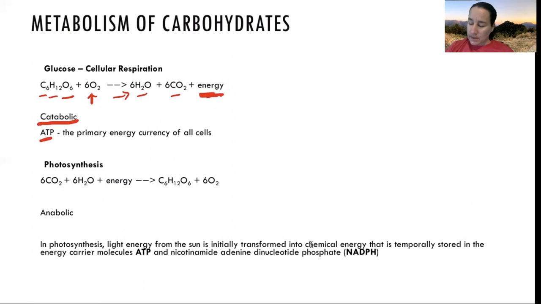And here's ATP, energy currency of all cells. On the other end of the spectrum, the anabolics. We have the CO2, so our carbon cycle. We're going through this carbon cycle. CO2 is going to be picked up and used by the plants. So plants are going to use CO2.